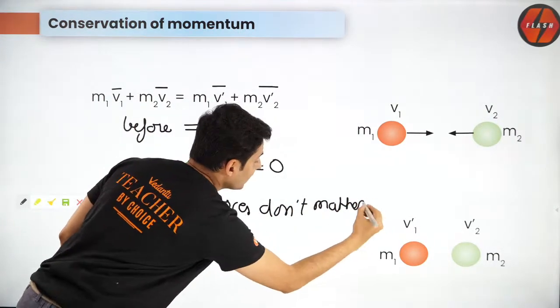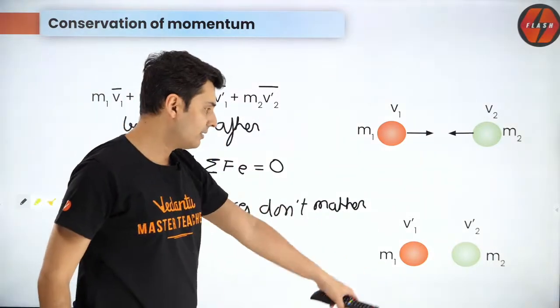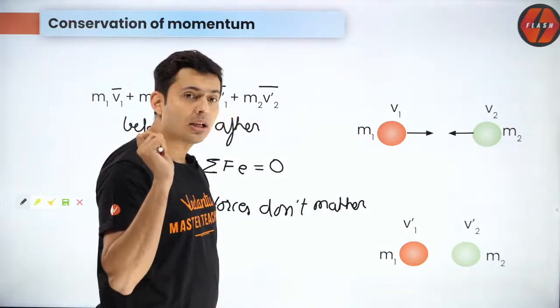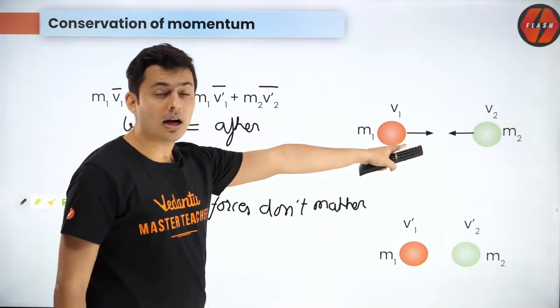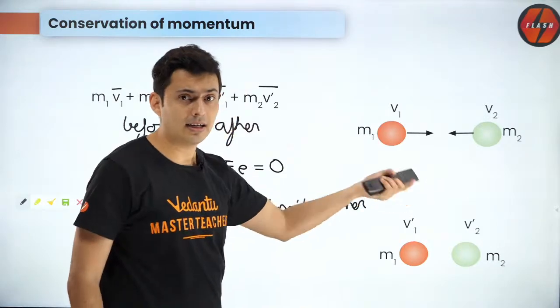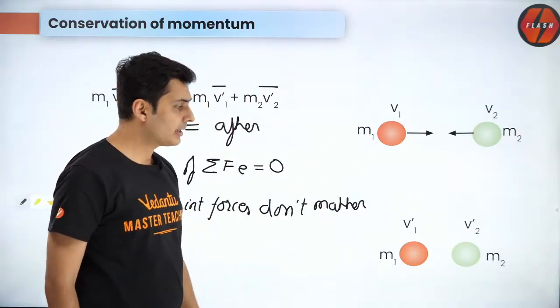So the force of collision has no relevance in this. Remember that. And one more thing that you should keep in mind, these are all vectors, so keep in account the signs, which side they are moving, right, left, etc. So keep that in mind.